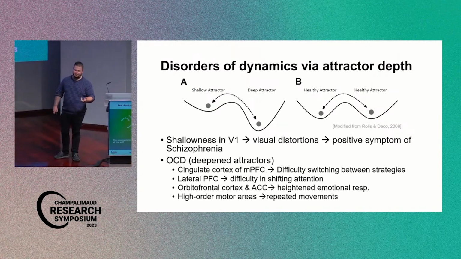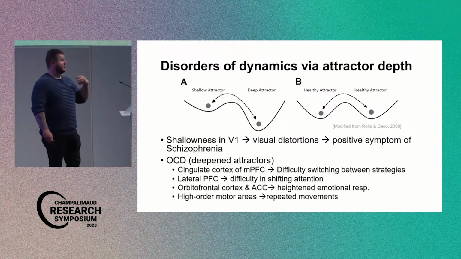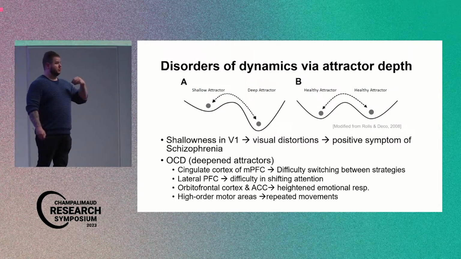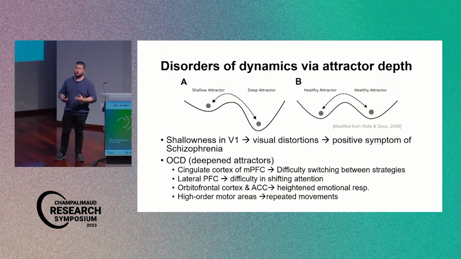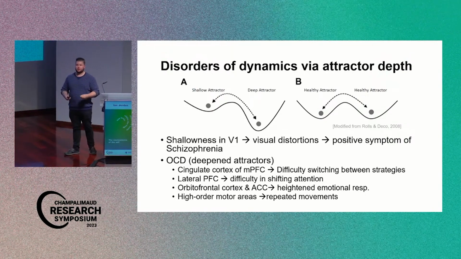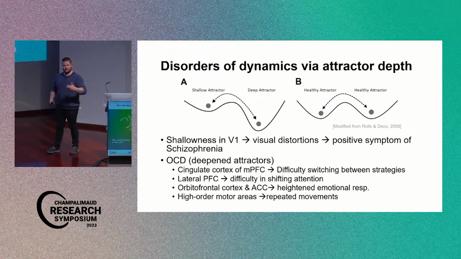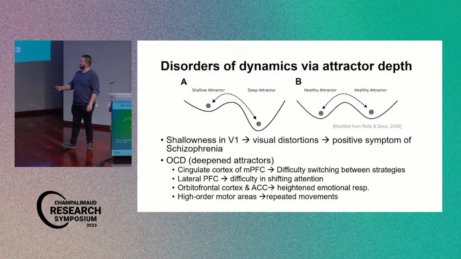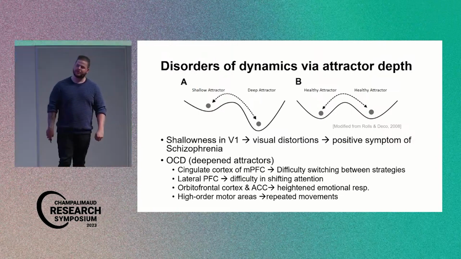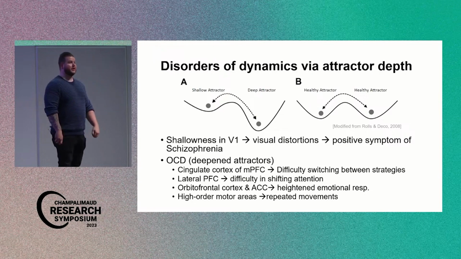On the contrary, if you have attractors that are too attractive, too deep, then the metastable switching out of those states takes too long on average. Some have hypothesized that this may be an underlying or core cause of things like obsessive compulsive disorder, where depending on where in the neural system this dysfunction appears, you'll see symptoms manifesting in different ways, with things like this occurring in the cingulate cortex, introducing difficulty switching between strategies, and lateral PFC, difficulty in shifting attention, and so on and so forth.